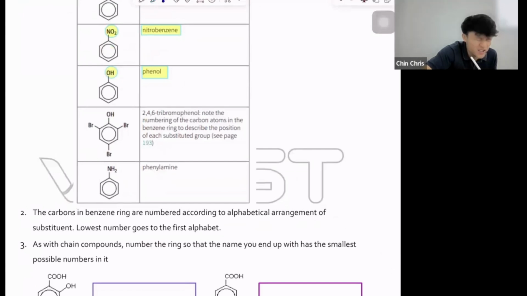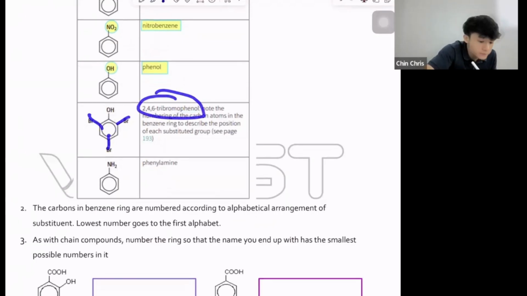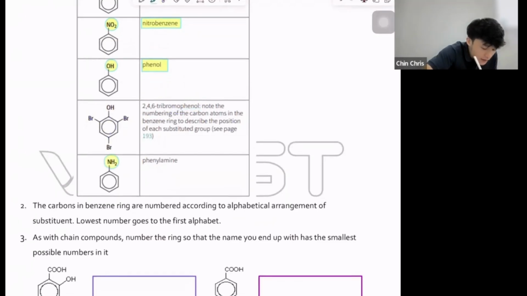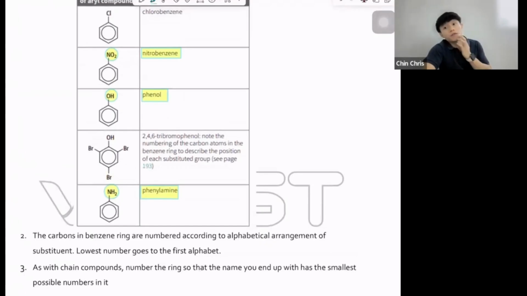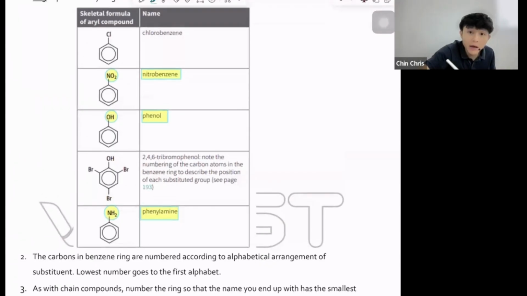So this is an example that we have. You have a phenol, then 1, 2, 3, 4, 5, 6. So 2,4,6-tribromophenol. If you see an NH2, we call it phenylamine.